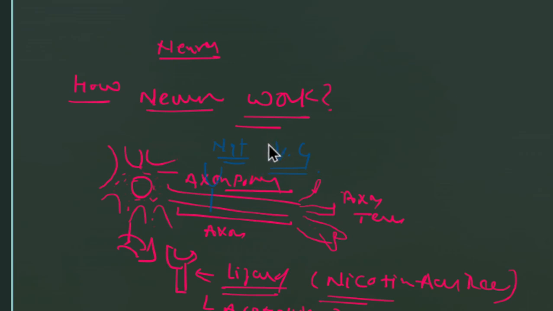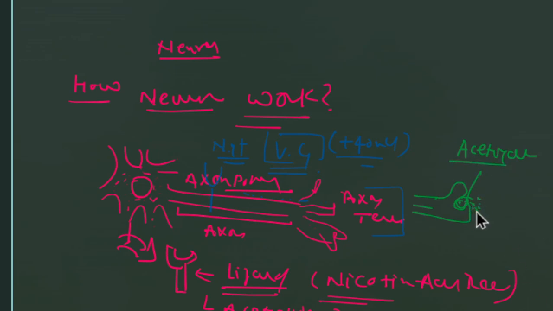If the change in voltage reaches up to 40 millivolts, this type of channel will open and propagate the action potential, and this propagating action potential leads up to the axon terminal part. In the axon terminal part, we have neurotransmitter filled vesicles. This neurotransmitter is acetylcholine.